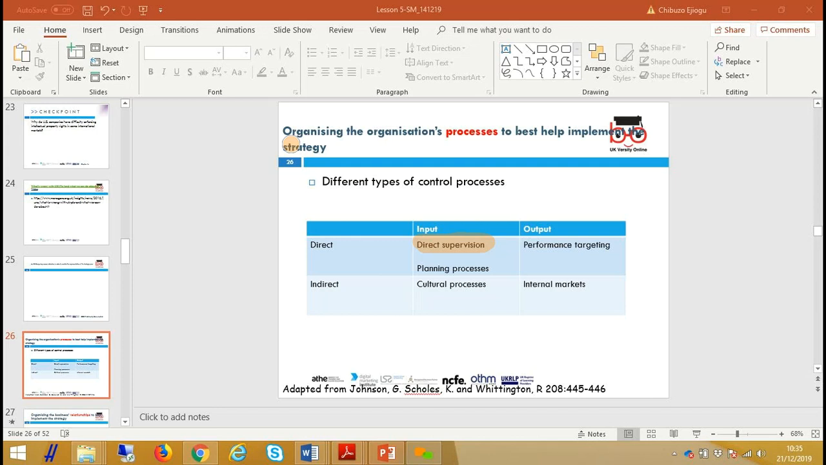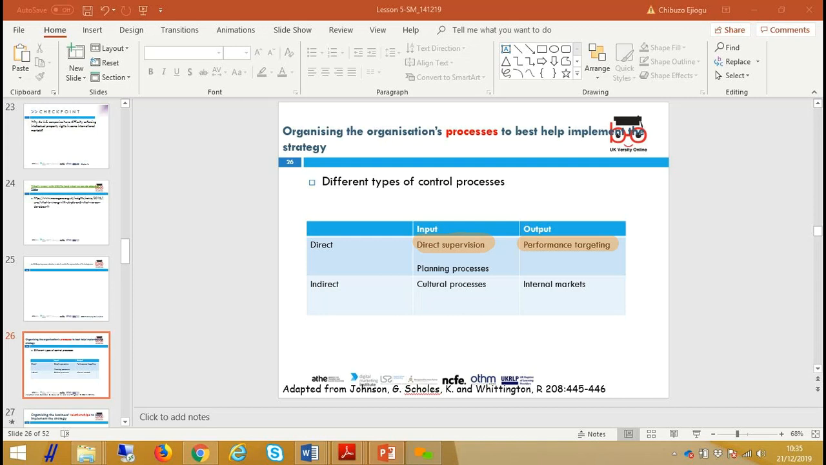Another form of control is what we call performance targeting. This is where the manager or supervisor, that is direct control coming from a manager or supervisor. But now, instead of focusing on input from the employee or raw materials, right? So a manager can also make direct control based on raw materials. He can look at the quality or quantity of the raw materials. That's a form of direct control, direct supervision.